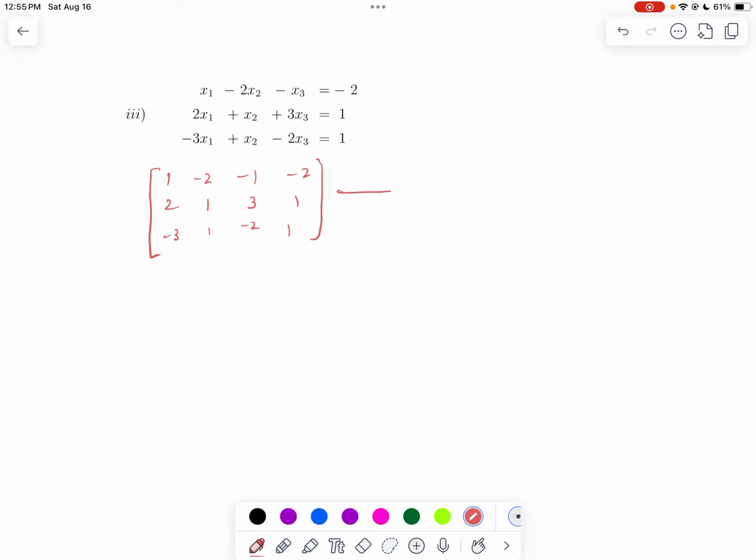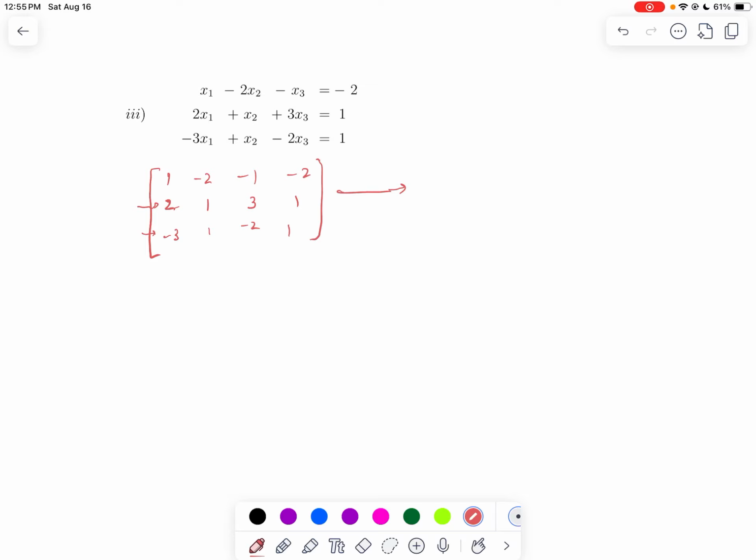What do I do? Now you see there is nowhere we see a 0. So we have to make this value a 0 and this value a 0. That is the first step.